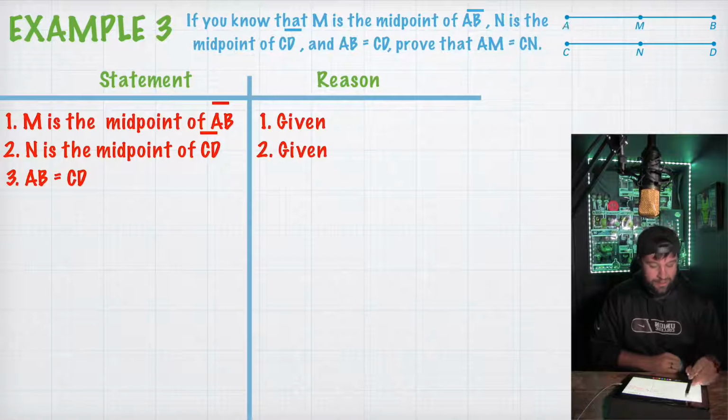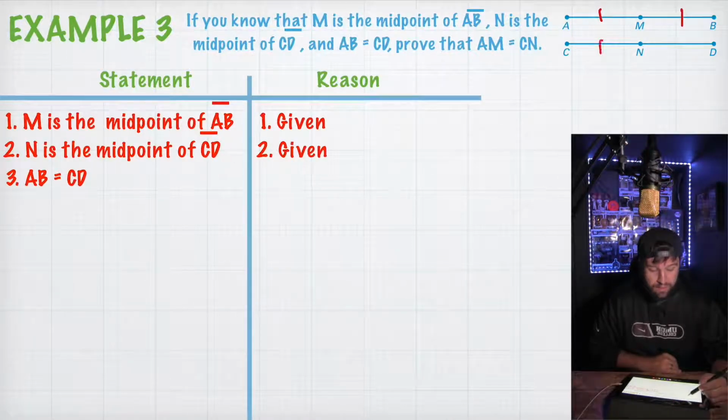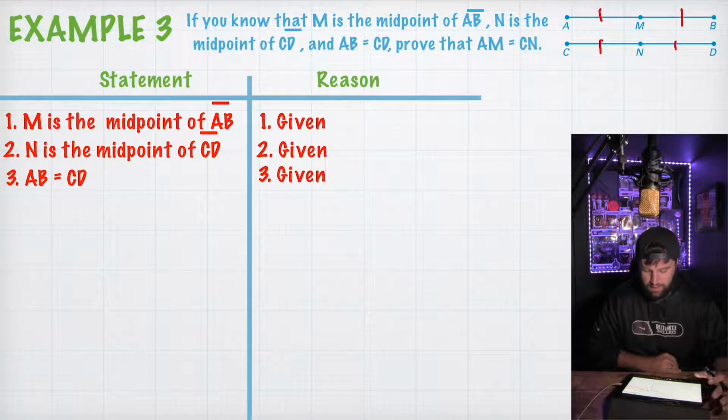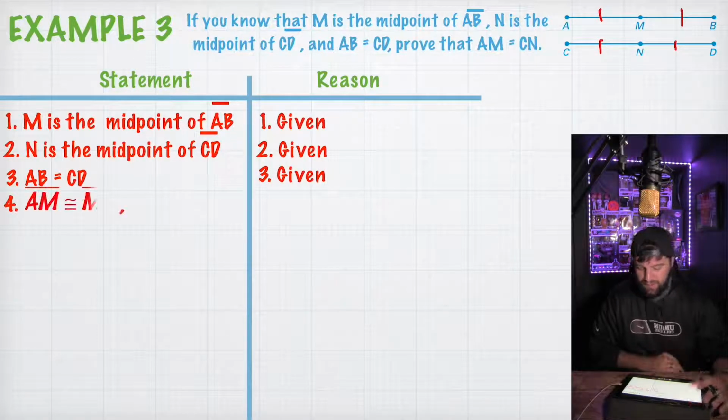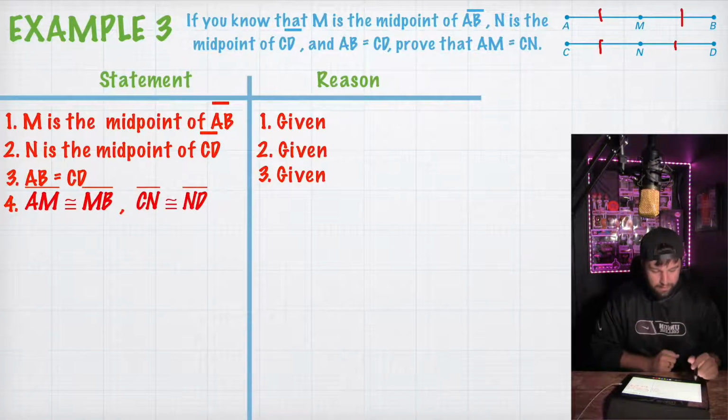So what that means is that AM is congruent to MB, right? So I'm going to mark that here. AM is congruent to MB. We also know that CN is congruent to ND. I forgot to write the last given, so we're going to write those down. AM is congruent to MB, and CN is congruent to ND.